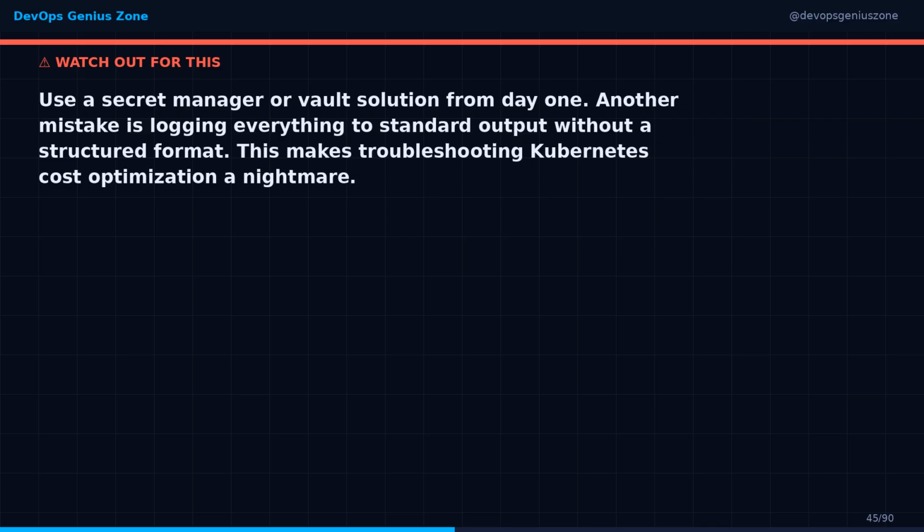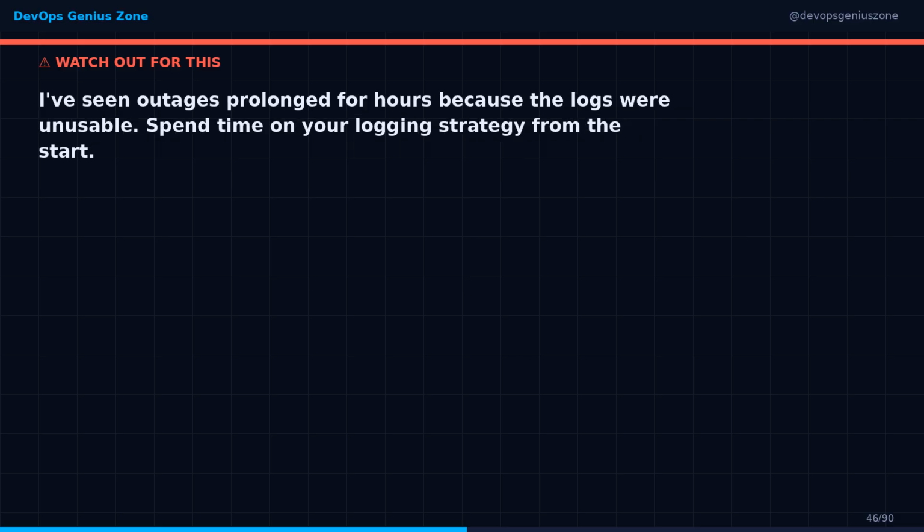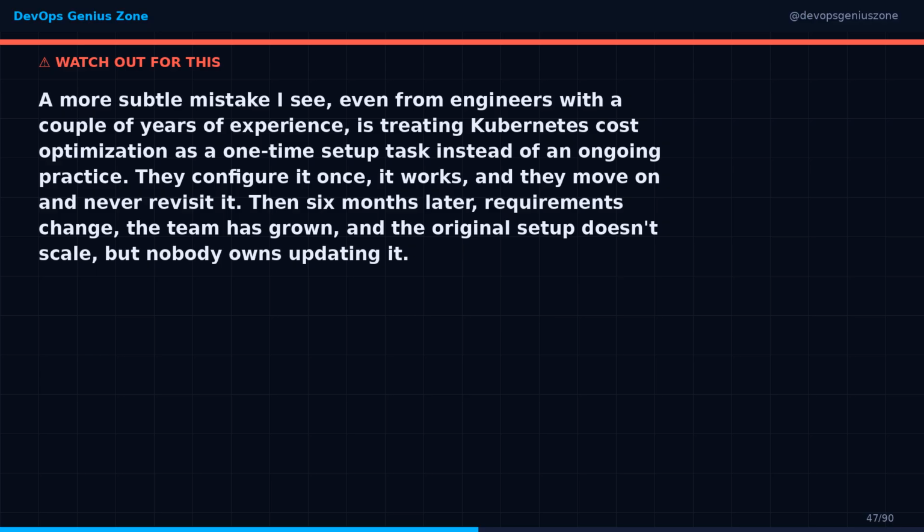They configure it once, it works, and they move on and never revisit it. Then 6 months later, requirements change, the team has grown, and the original setup doesn't scale, but nobody owns updating it. If you're working with Kubernetes cost optimization, put a recurring reminder on your calendar, monthly or quarterly, to revisit the setup and ask whether it still fits how the team actually works today.